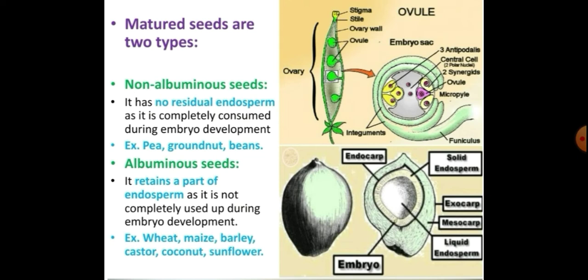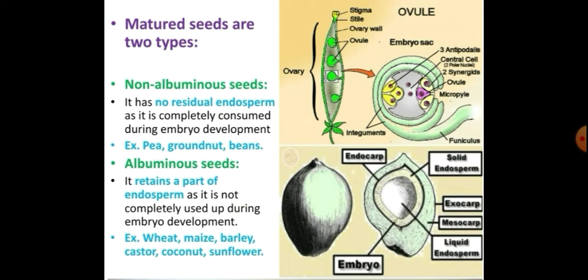During embryo development, the endosperm is a nutritious tissue that gives nourishment for the development of the embryo. Endosperm is completely utilized during the formation of the embryo, so there is no endosperm remaining in the seed. Such seeds, where the endosperm has been completely utilized for the development of the embryo, are called non-albuminous seeds. Examples of non-albuminous seeds are pea, groundnut and beans.